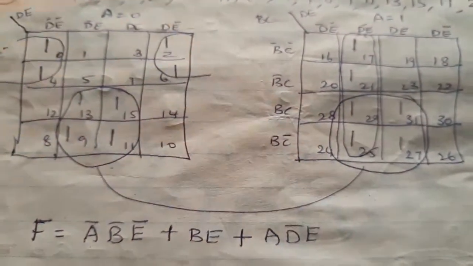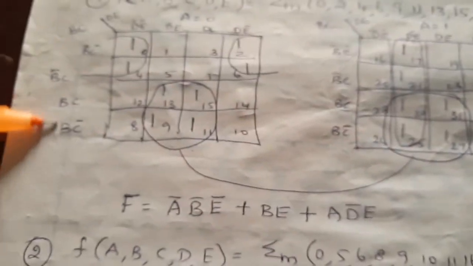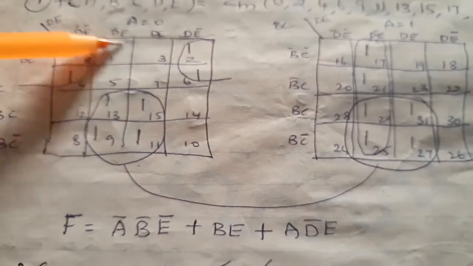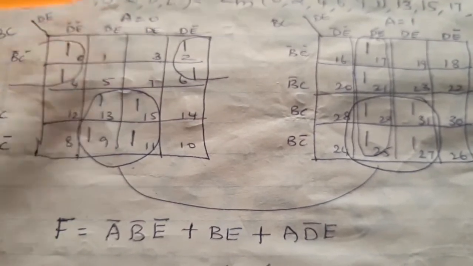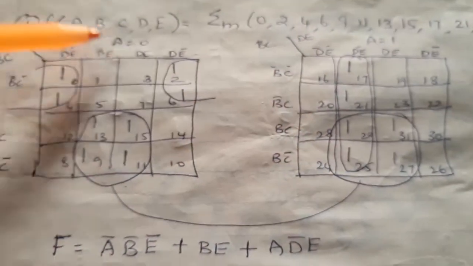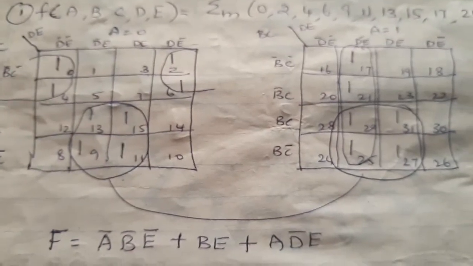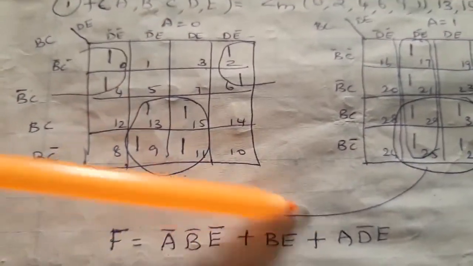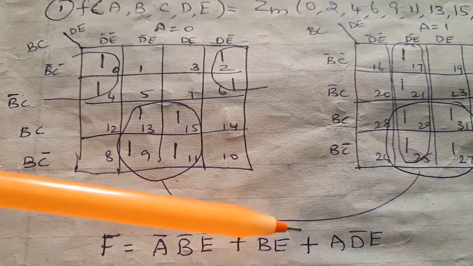When you combine these two chords, what is the common term? B is the common term. And what is the other common term? E. E is a common term. A is different, A bar and A, so leave that combination. Therefore, B into E.